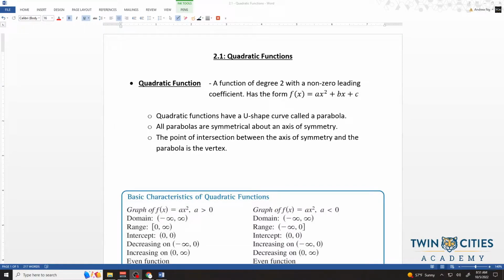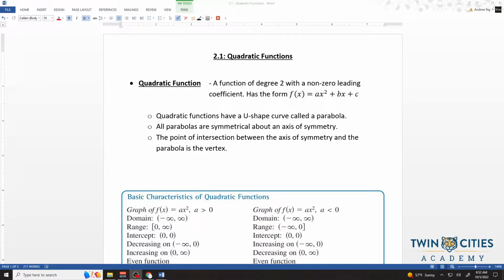Let's talk about quadratic functions today. First, we'll define what a quadratic function is. This is a function of degree 2 with a non-zero leading coefficient. It has the form f of x equals ax squared plus bx plus c. Now the reason a cannot be 0 is because if a were 0, then it'd be 0x squared, leading this to just be bx plus c, a linear function instead of a quadratic function.